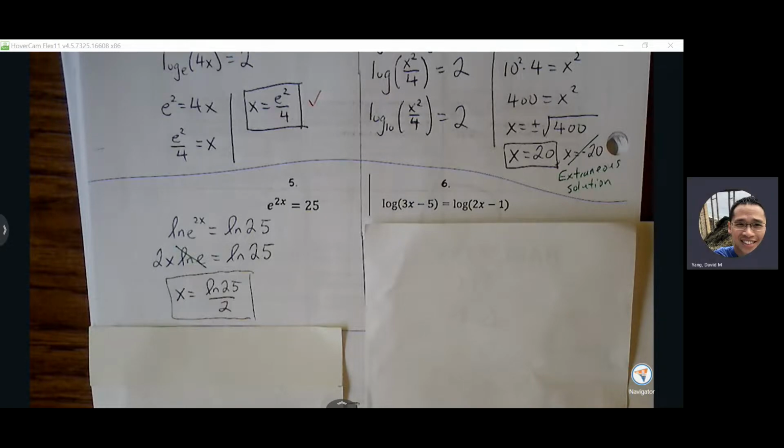Okay, what's nice about number 6? Same base, we can just completely remove it. So they're both log base 10. Essentially what I'm doing is raising both sides with 10 as a base. I'm just completely removing it, just setting the arguments equal to each other.